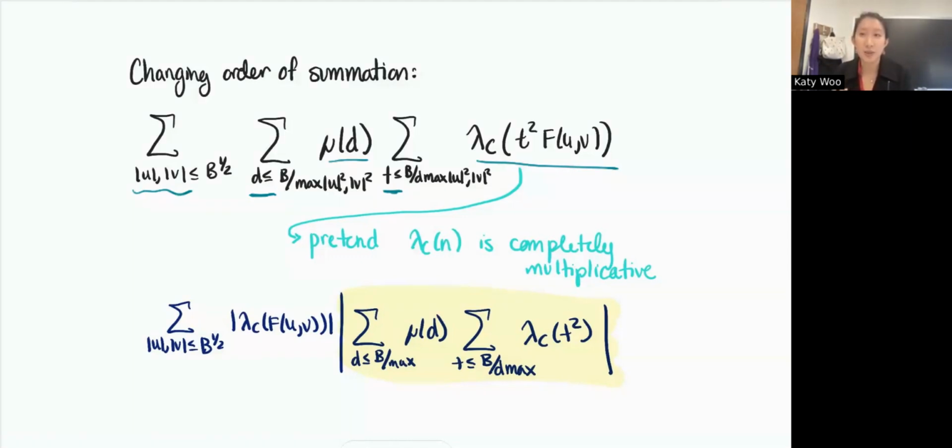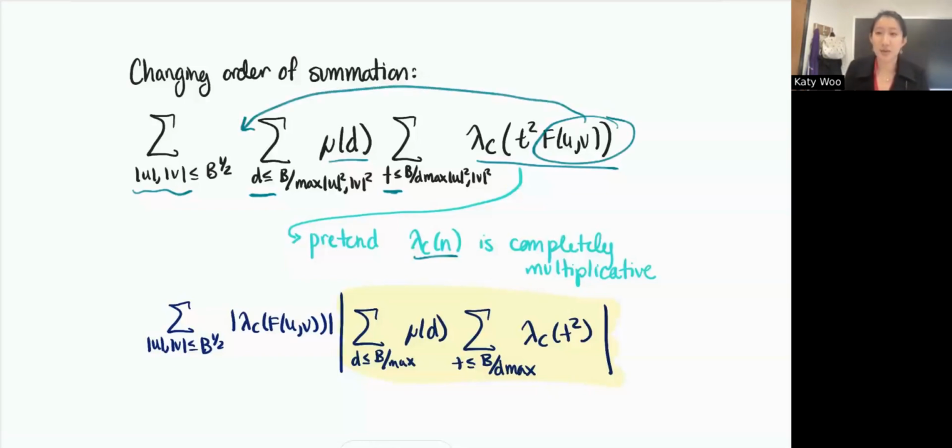And then the next step we'll do is kind of illegal. We're going to pretend like these Fourier coefficients of cusp forms are completely multiplicative functions. They're multiplicative, they're not completely multiplicative, but at least morally that's what's going on in the argument. So we're going to make this assumption for simplicity at the moment. And that will allow us to just pull out the contribution from lambda c of f of uv to the outside sum, and say that our cusp form contribution is bounded by the sum over u and v up to b to the 1/2 of the size of lambda c of f of uv times the size of the sum over d of mu of d and the sum over t of lambda c of t squared.